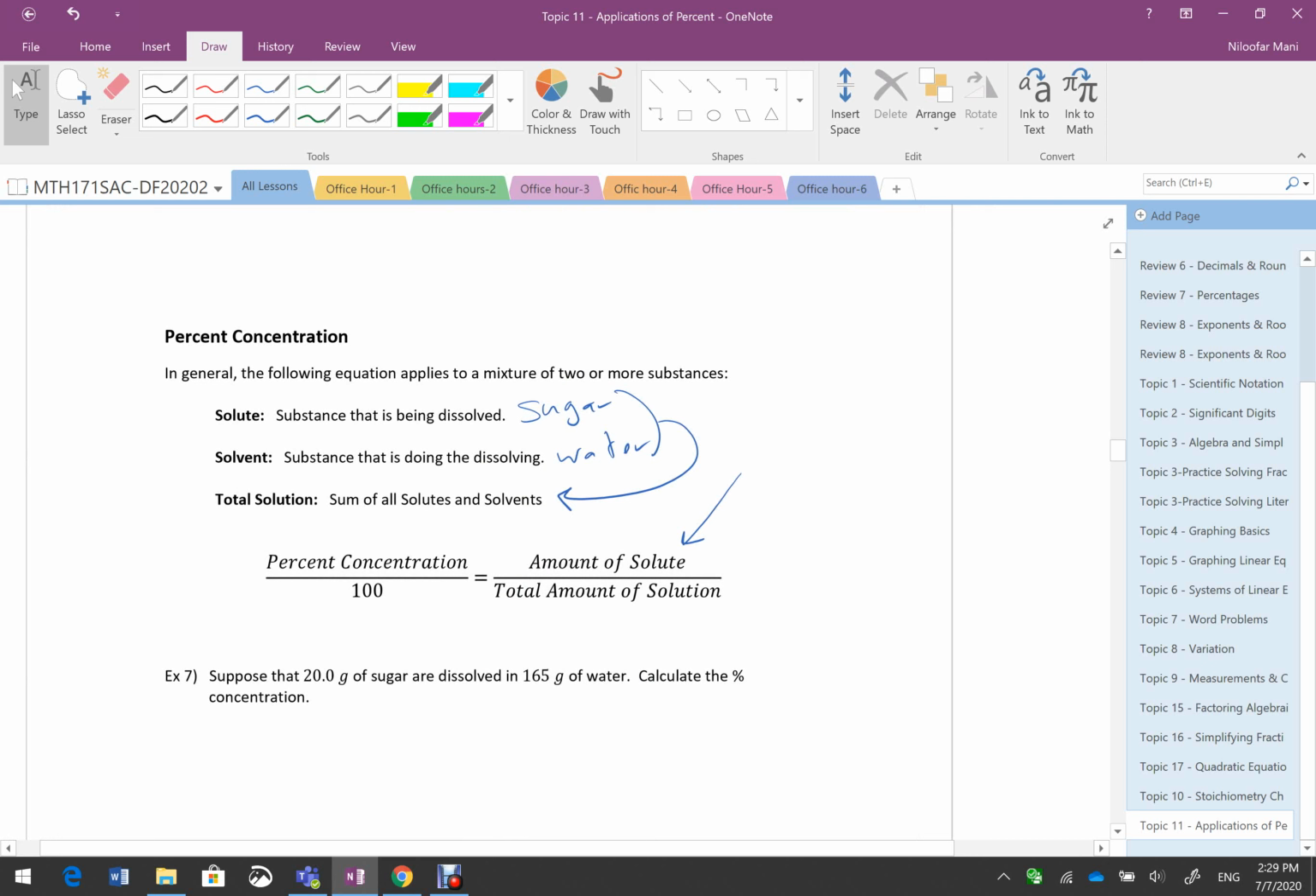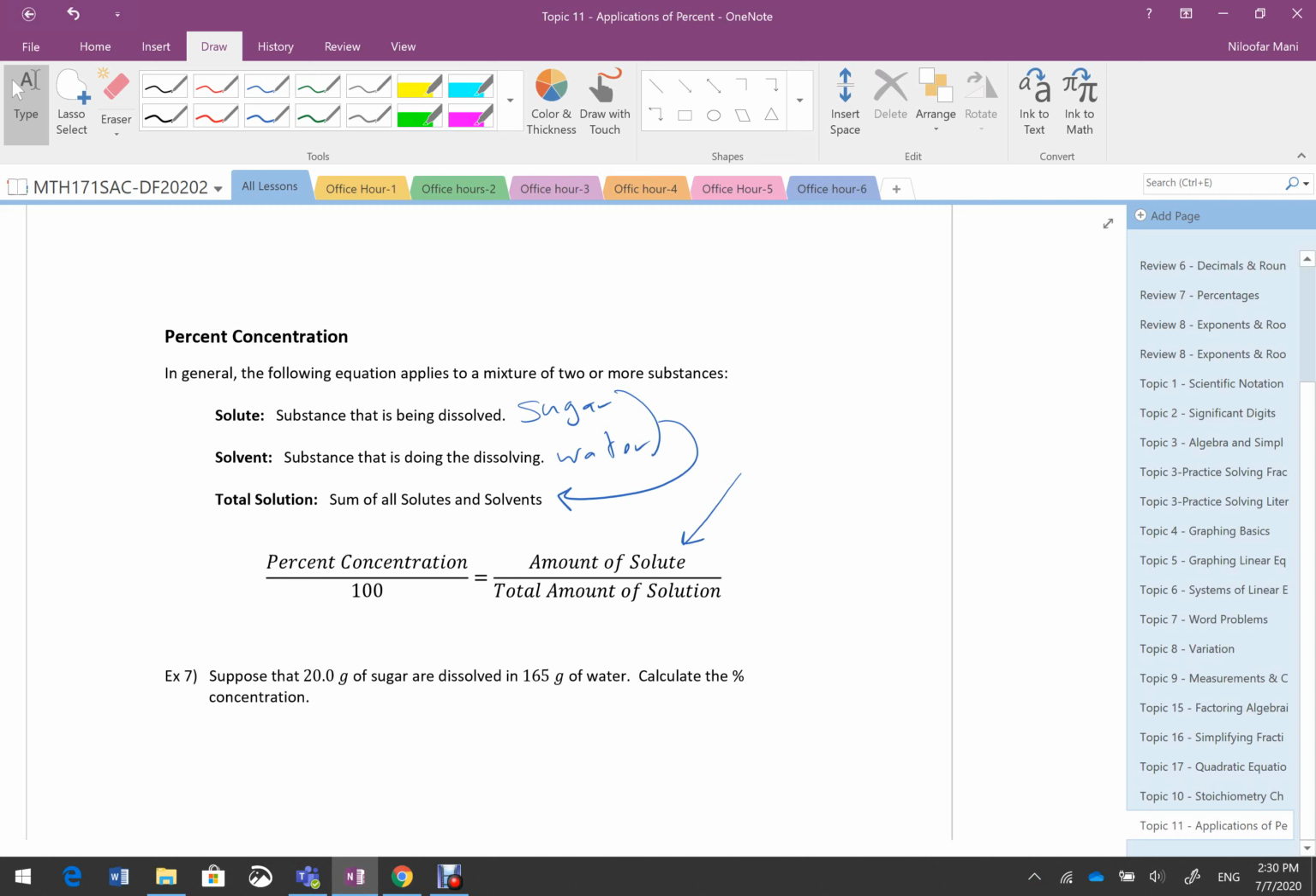For example, I can have salt and water, and that solution can be mixed together, and I want to know the concentration of, for example, salt. Or how concentrated is my coffee, for example. So we want to measure those.